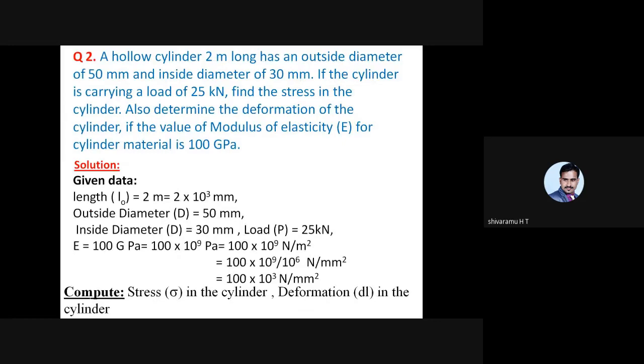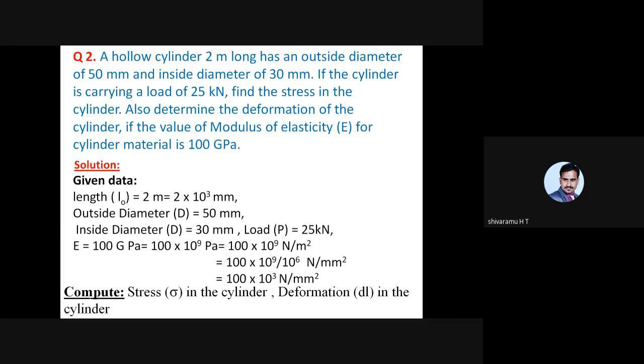Let me take a second question. The given question is like this: a hollow cylinder 2 meter long has an outside diameter of 50 millimeter and inside diameter of 30 millimeter. If the cylinder is carrying a load of 25 kilonewton, find the stress in the cylinder. Also determine the deformation of the cylinder, if the value of Young's modulus or modulus of elasticity for the cylinder material is 100 gigapascal.